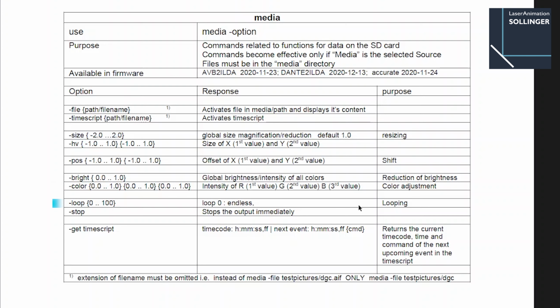Loop is for the looping of your media, being loop 0, it's for endless. And finally, stop. This stops the output immediately of every laser projector. So if all laser projectors, for example, at 1 minute have the stop instruction, as soon as your timecode arrives at 1 minute, your laser emission will be stopped on all lasers.